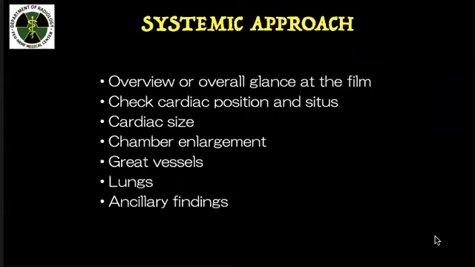So when you look at your chest X-ray, it should be a systematic approach. Okay, so the overview or overall glance at the film, check for the cardiac position and situs, cardiac size, chamber enlargement, the position of the great vessels, the lungs, and the ancillary findings.